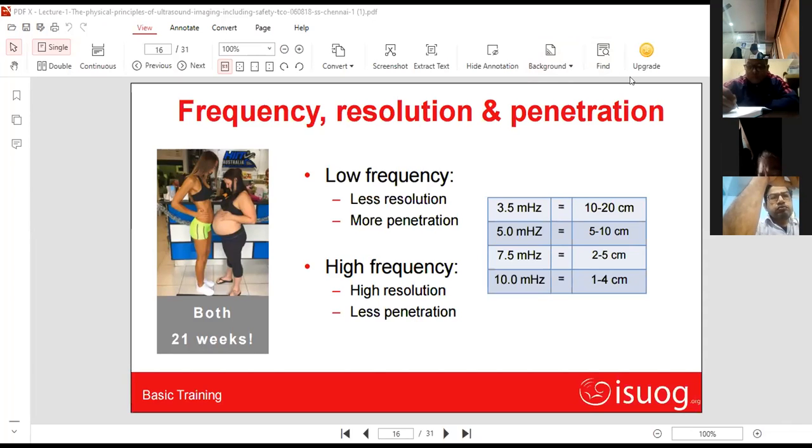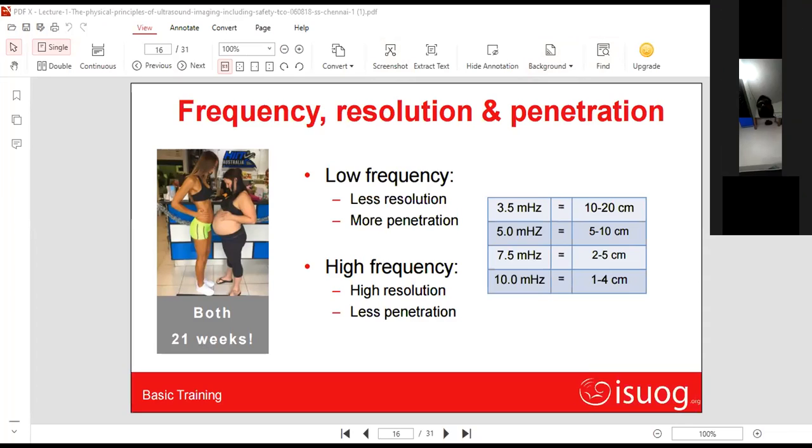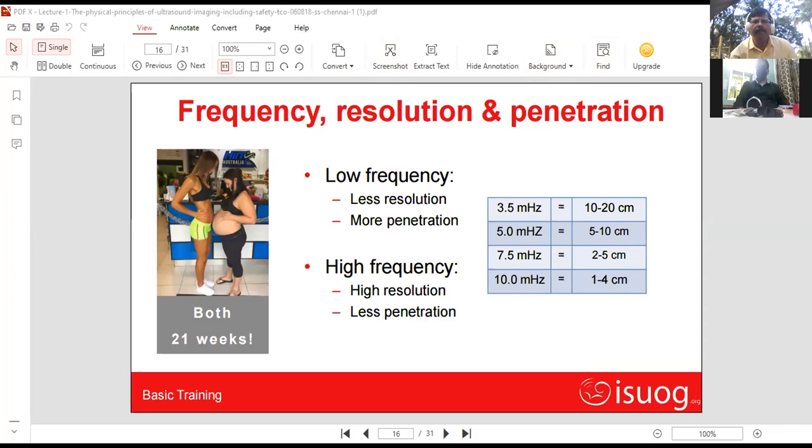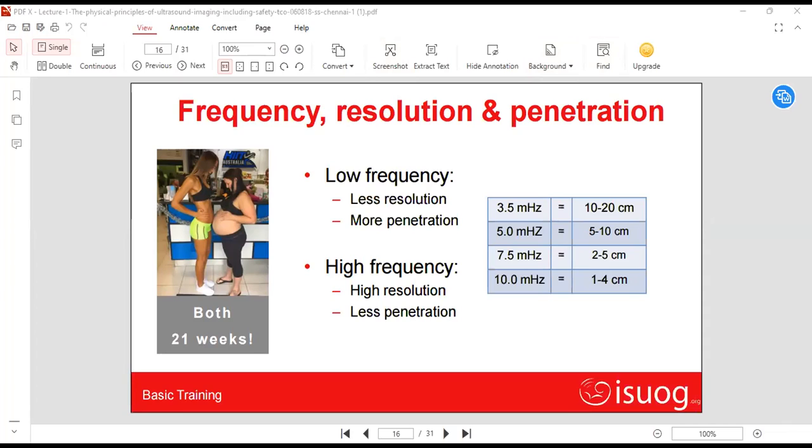So this is the depth it goes. See, the higher the megahertz, the higher the frequency, the depth decreases to 1 to 4 cm. And with the lower frequency, we are able to reach 10 to 20 centimeters. Sometimes with modern machines today, we can go up to 23, 25 centimeters also, but then they use a different technology for going to deeper structures. Next slide, please.